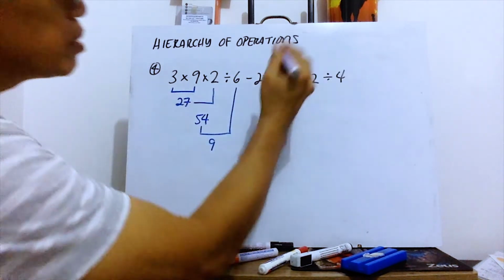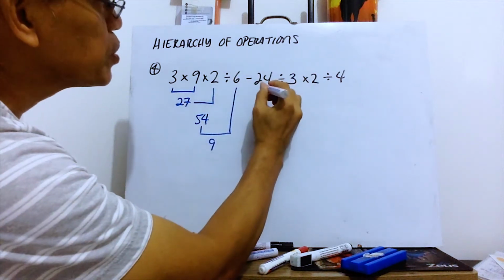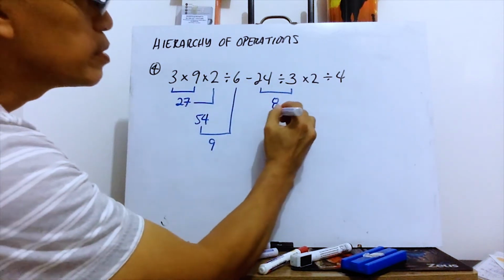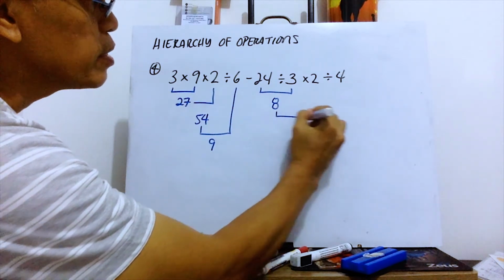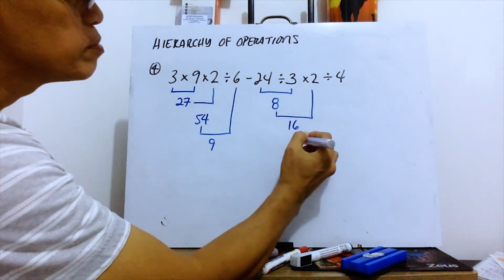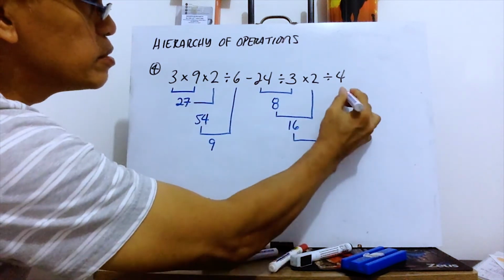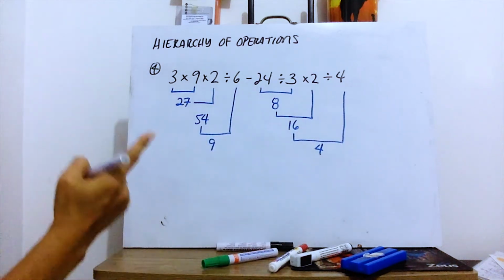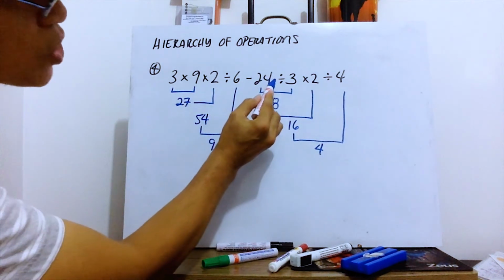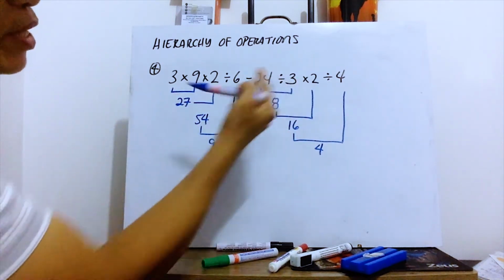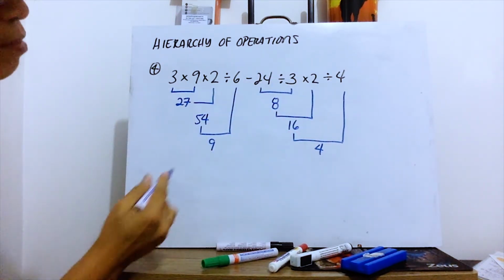Let's do the other set of numbers. 24 divided by 3, that's 8. And then 8 times 2, 16. And 16 divided by 4 is 4. Look at that. A combination of multiplication and division. But that doesn't mean that multiplication should go first.